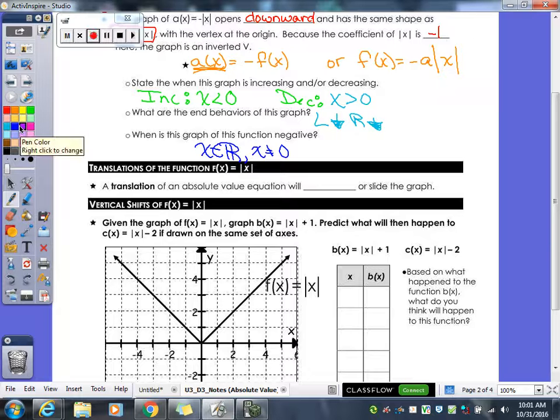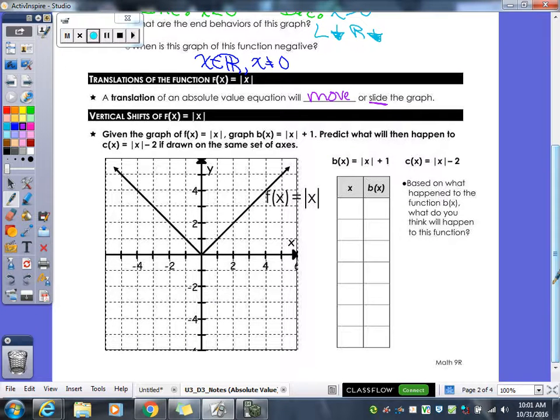All right, the word translation. You've heard that word before. What does a translation mean we're doing? The equation will move or slide around the graph. So as I was saying, we can move it up, down. We can move it left, right. We can do a combo up and left, down and right. Doesn't matter. So I have graphed on here already for us our parent function, f of x equals the absolute value of x. What we're going to graph now is this one, absolute value of x plus 1.